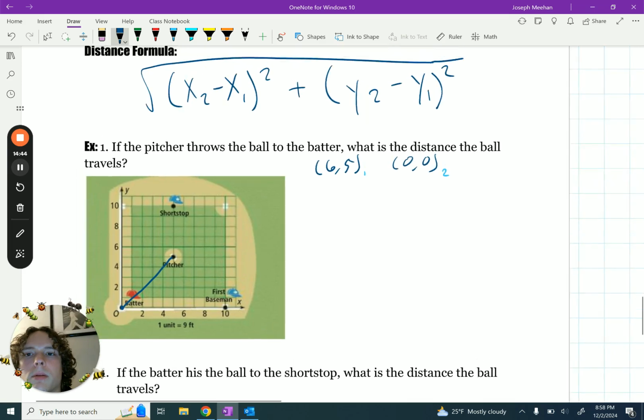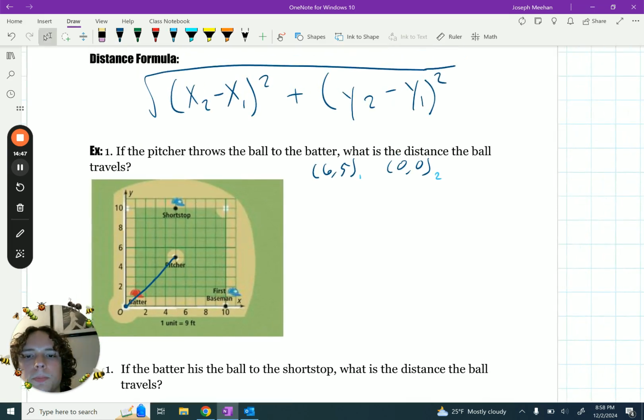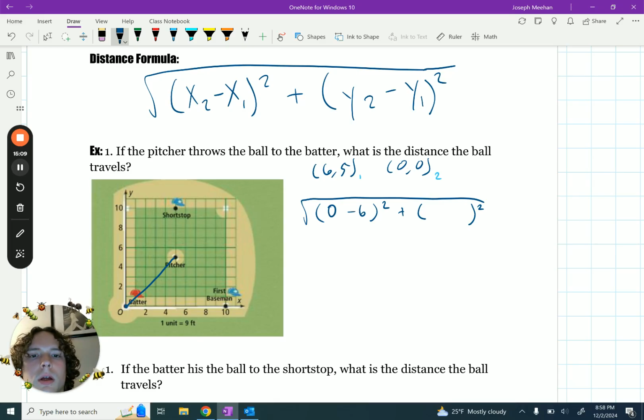And all we're going to do is plug these into our distance formula, and we're going to keep that right above us so we remember it. So write our giant square root here, and just plug in the points. Plug and chug. That's what I say. So what's going to be x2 here? Well, that's the x value of the second point. That's going to be 0 minus the x value of the first point, which is going to be 6, plus the y value of the second point, which is 0, minus the y value of the first point, which is 5. So what we're going to get here is negative 6 squared plus negative 5 squared.